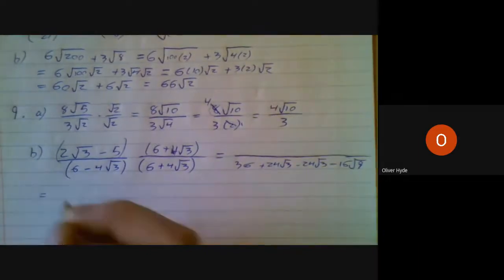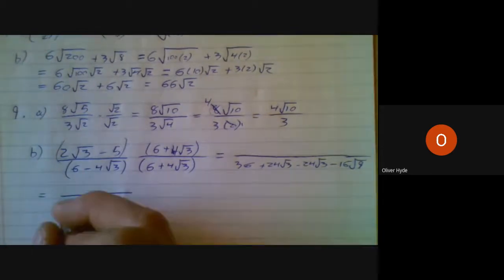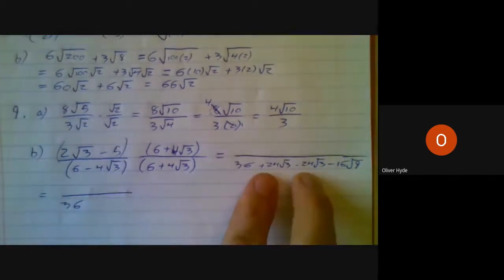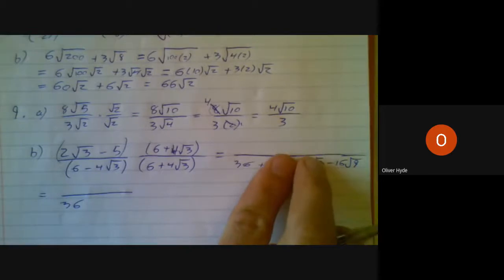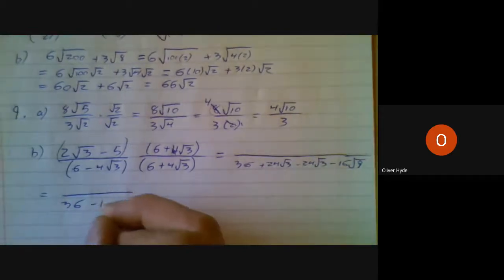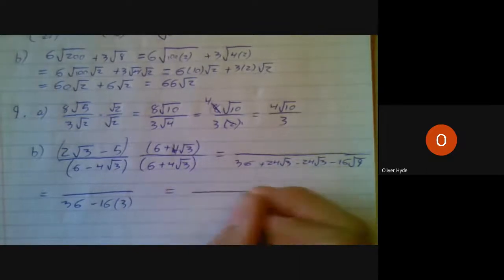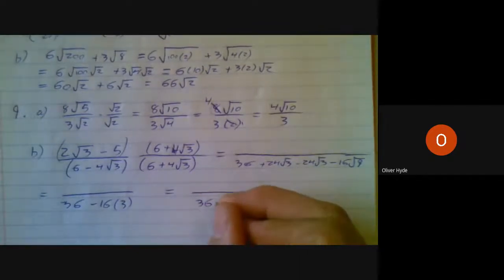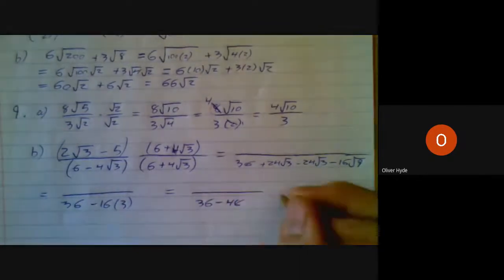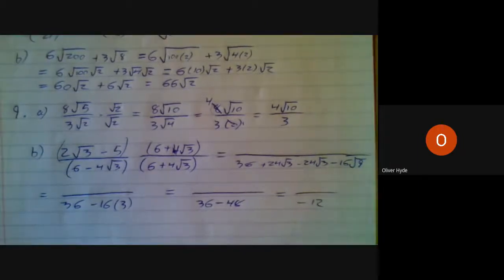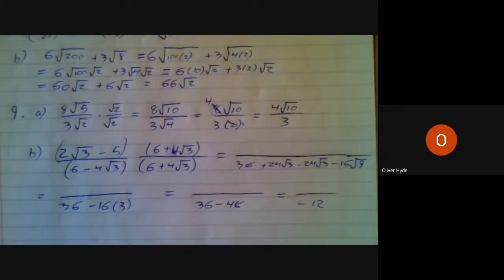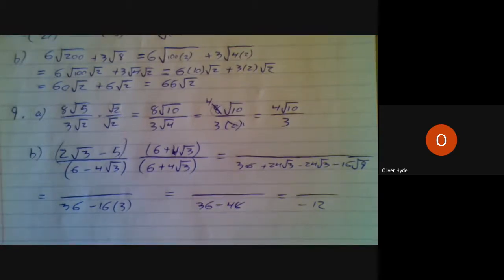Still have some work to do in the denominator, so let me focus on that. I'll have 36 plus 0 of those root 3's, so no more irrational parts there. Minus 16 times, well, the square root of 9 is 3. Still more work to do in the denominator. 36 minus 48. I'll have a negative factor in the denominator, which I'll want to take care of eventually.